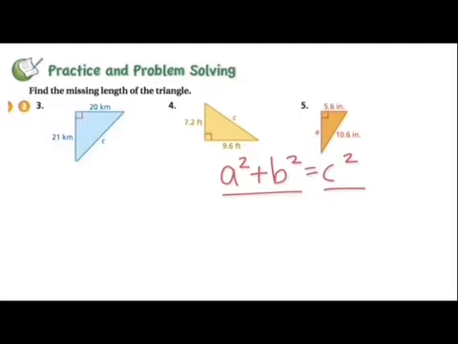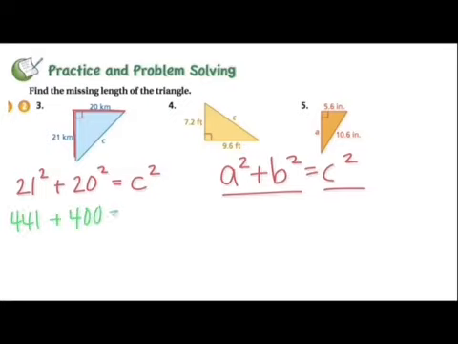So for this first example, for number 3, our legs are these two right here. So we would have 21 squared plus 20 squared equals c squared. Then we would figure out what each of these are. So 21 squared is 441. 20 squared is 400, and then c squared is still unknown. Add those two together, we get 841 equals c squared.